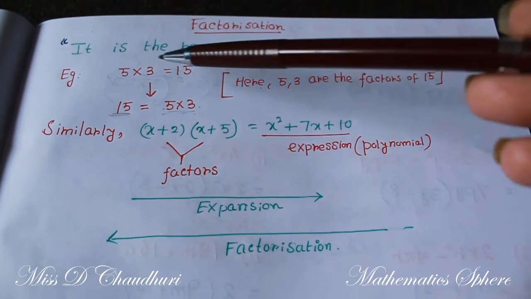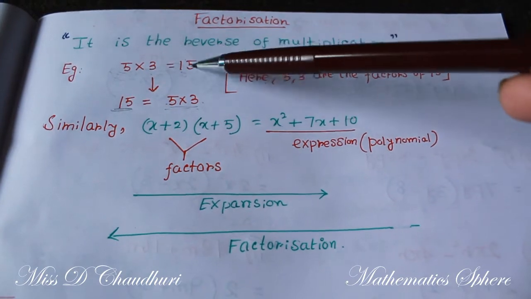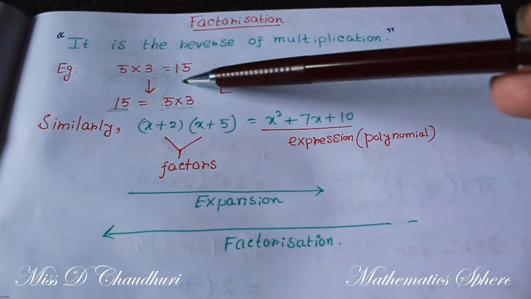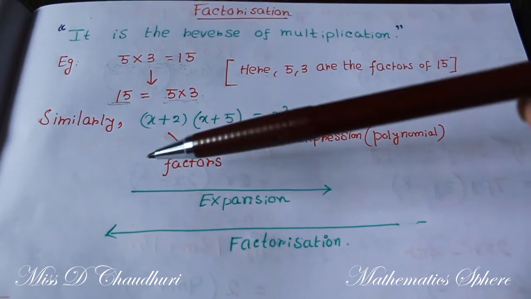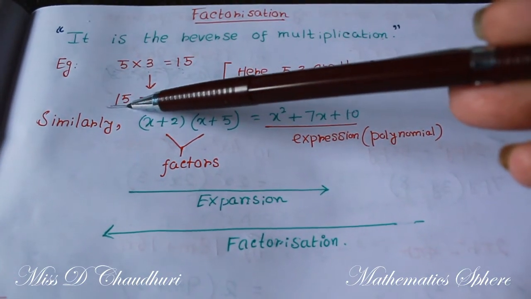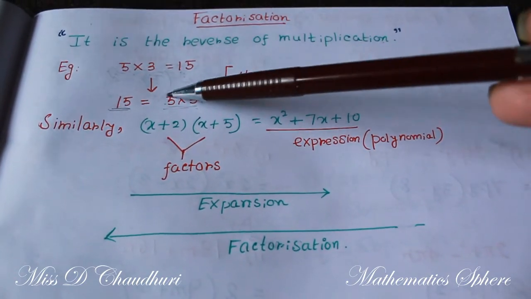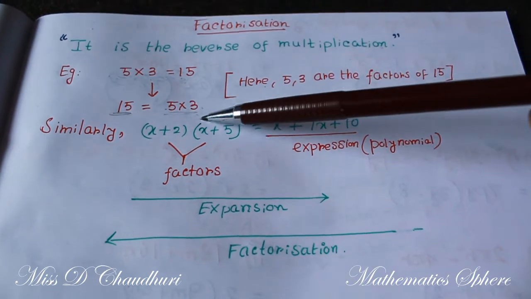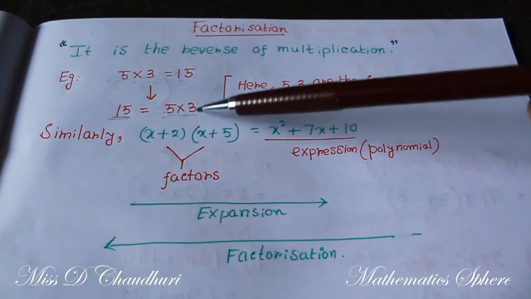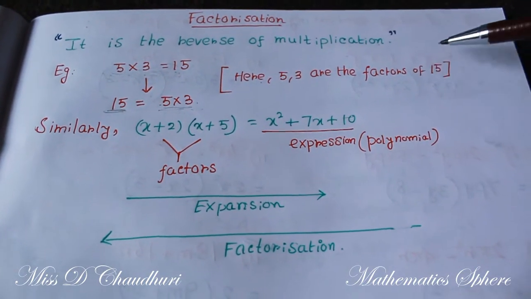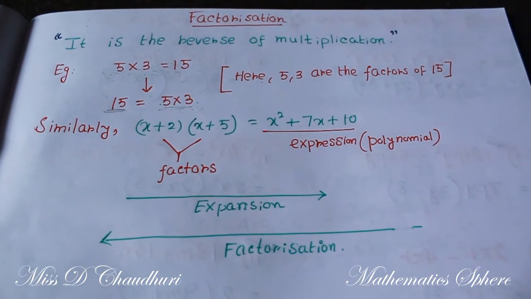For example, if we multiply 5 and 3, we get 15. This is the process of multiplication. Now in the reverse process, we will divide this 15 into the two factors. This reverse process is known as factorization because 5 and 3 are the factors of 15. This is our knowledge from the junior classes only.